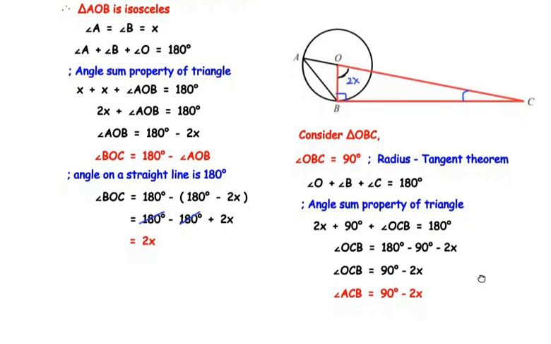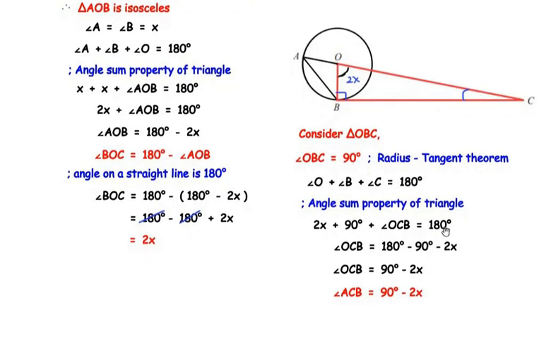So we get angle OCB is equal to 180 minus 90 minus 2x. So 180 minus 90 gives us 90 minus 2x. So angle OCB is equal to 90 minus 2x, or we can also say it as angle ACB is equal to 90 minus 2x. So we have got the angle ACB in terms of x, and this is our answer.